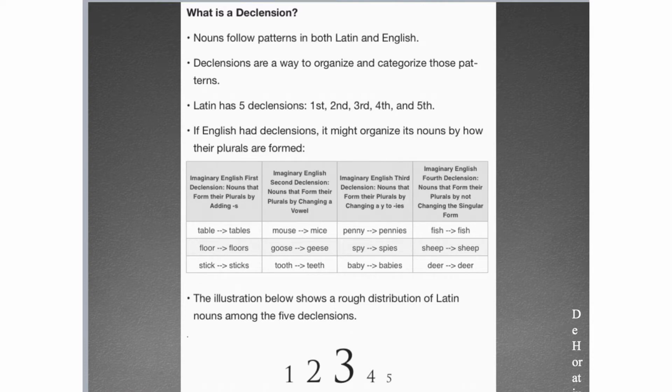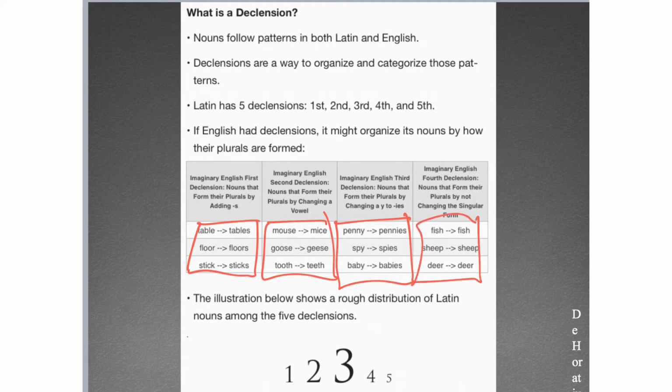In English, the way to think of it is, if English had declensions, the declensions might be organized by how English nouns form plurals. So if you look here, there's a group of nouns that add s, a group of nouns that change their vowel, a group of nouns that add ies, a group of nouns that stay the same, and there are other examples. But this is what declensions do. They categorize the behavior of nouns.